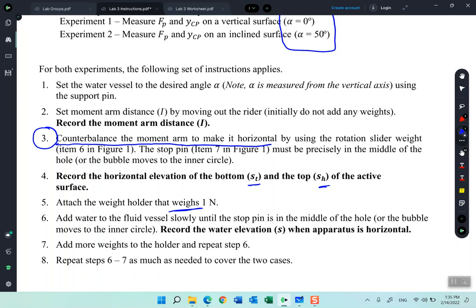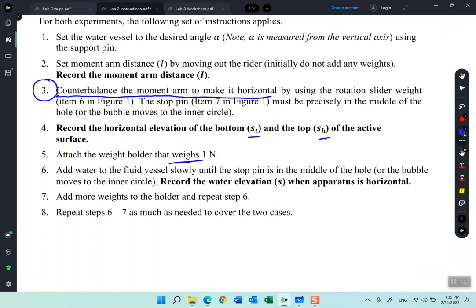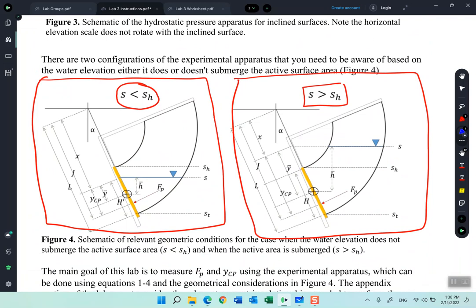I added weights on this side, so it's aiming downward. I would like to make balance again. The only way that I can do that is to add some weights, but instead of weights, we'll add water, and we'll keep adding water until we reach the balance state, which we can recognize when the tip lies inside the middle. Nice. So after adding water, we record the water elevation, and we will repeat these steps to satisfy the two conditions. Because we have two conditions, we will do this once with the condition on the left, and we will do it again to reach the second condition, where the water level is above the tip of the active surface.